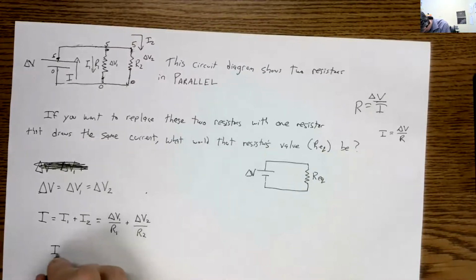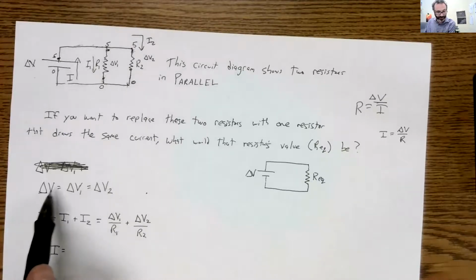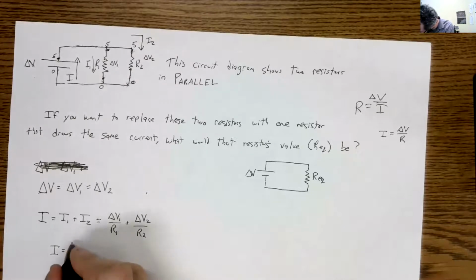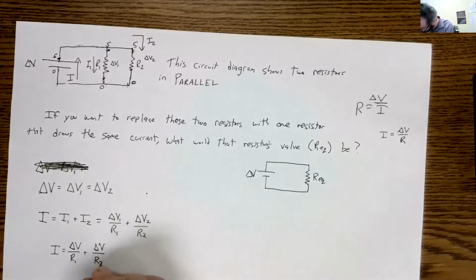So let me put that here. And remember, delta V1 and delta V2 are both just equal to delta V, right? So I can drop the 1 and the 2, and I can say that the current is equal to delta V over R1 plus delta V over R2.